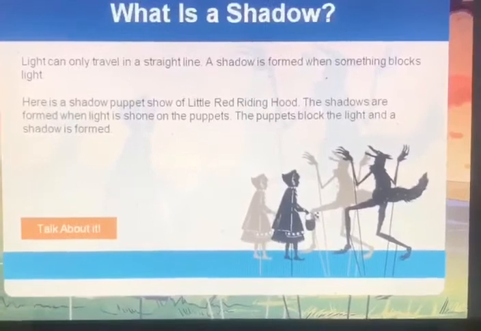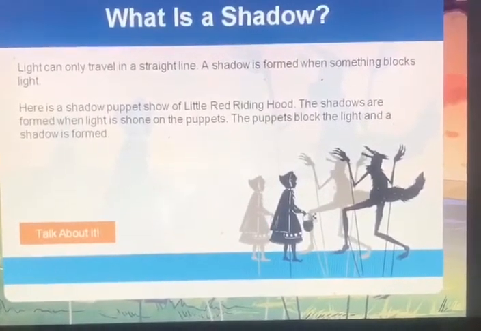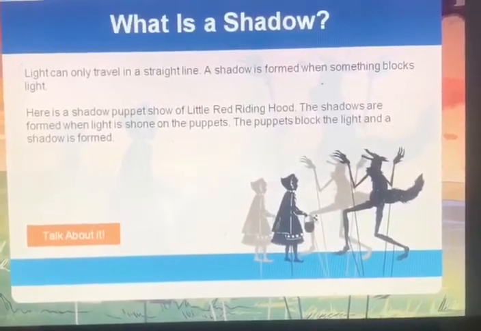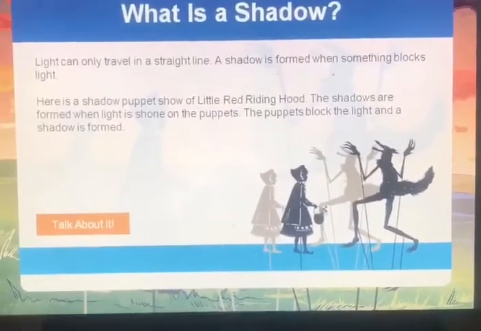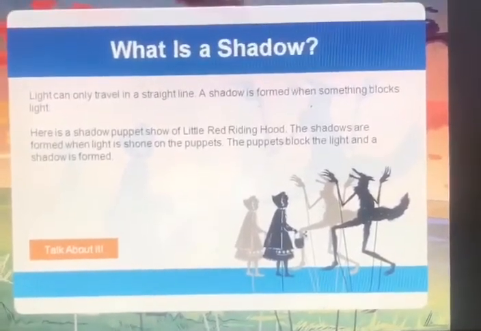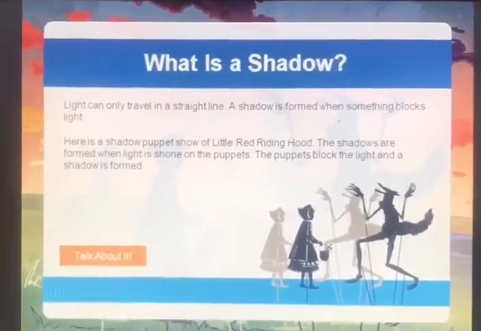So if you look at this picture here, we have a shadow puppet of Little Red Riding Hood, and the shadows are formed when light is shone on the puppets. The puppets block the light and a shadow is formed. So a light is shone onto something, and then the shape of that is shown behind.